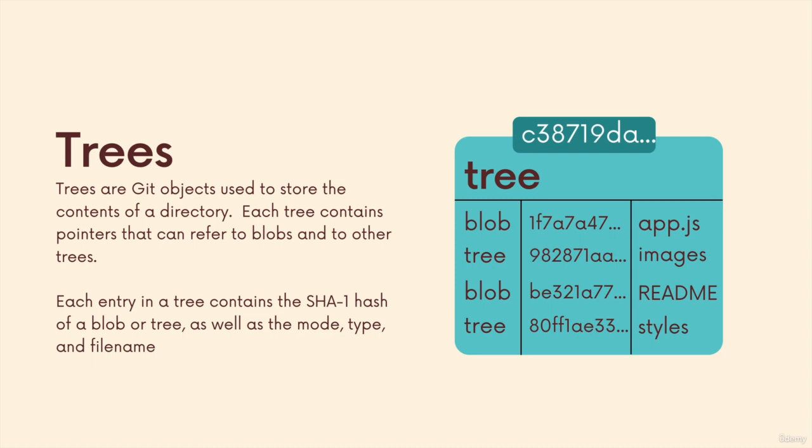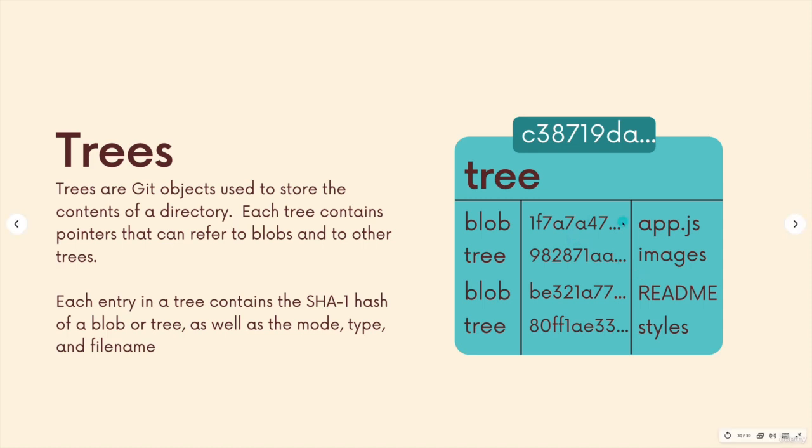Trees are Git objects that are used to store the contents of a directory. So blobs store the contents of a file, and trees store the contents of a directory. Trees actually contain pointers that can refer both to blobs and to other trees. So think about it this way. If we have one folder, and inside that one folder there is one file, Git would represent that with one tree, and that tree would point to one blob for that file.